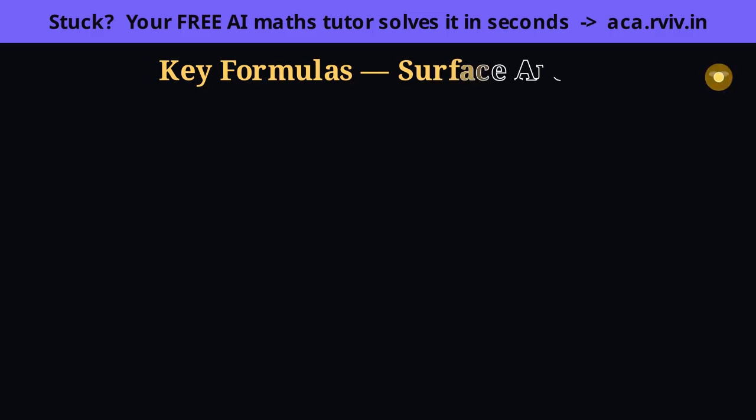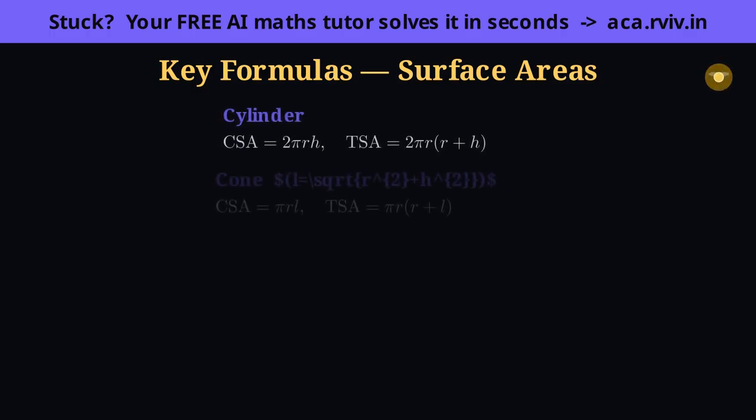A cone uses the slant height L, not the vertical h, because the skin runs down the slope, and L is the square root of r squared plus h squared, straight from Pythagoras on the triangle inside the cone. Its curved surface is pi r L, total pi r times (r plus L).